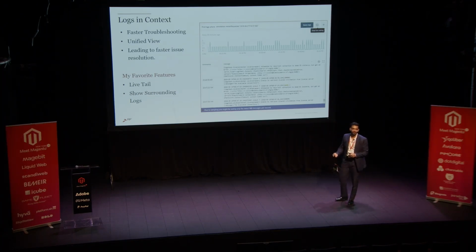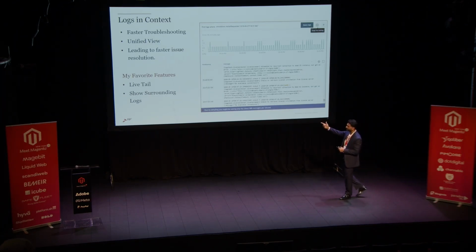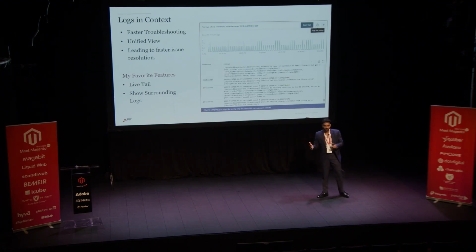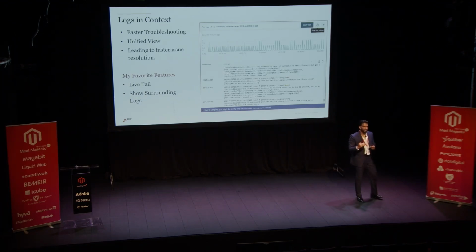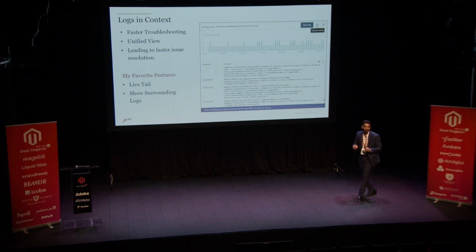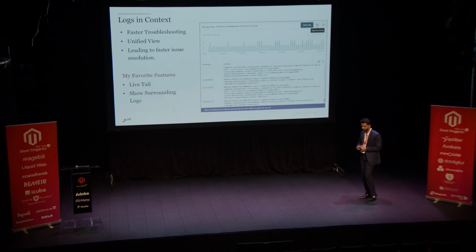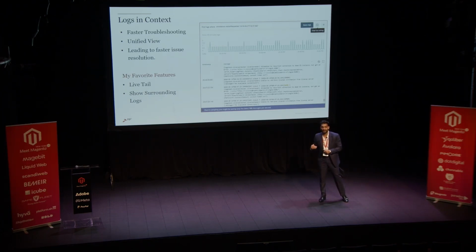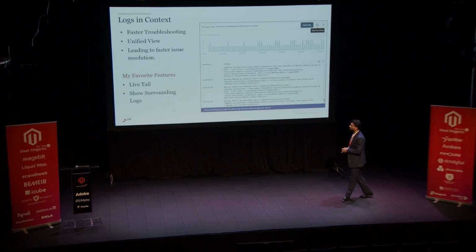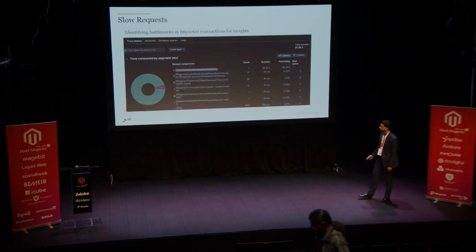And from where that issue is getting logged. Then comes the next favorite feature, show surrounding logs. It's basically a time machine that tells you what actually happened before that error was logged in your system. And you also see what just happened right after that. So you get these interesting logging features out of the box with New Relic.